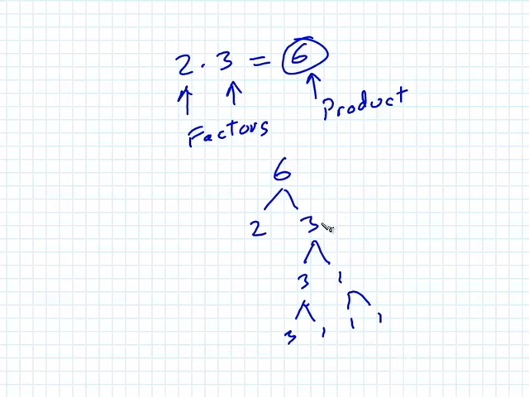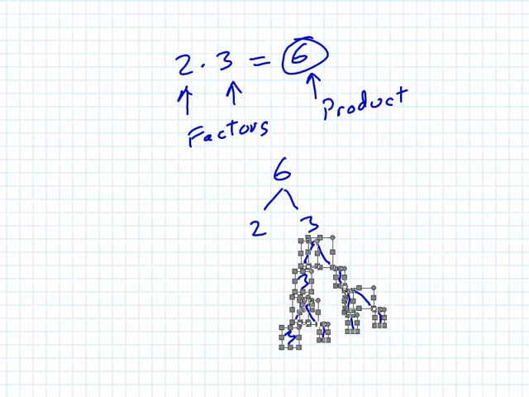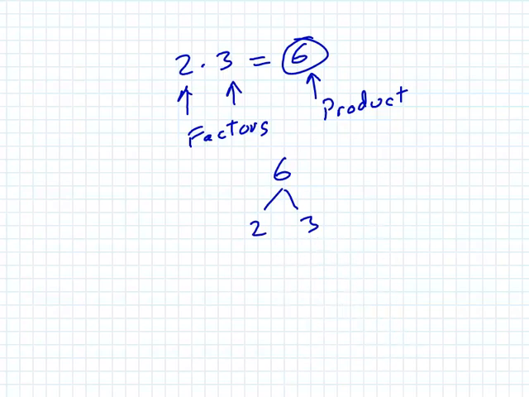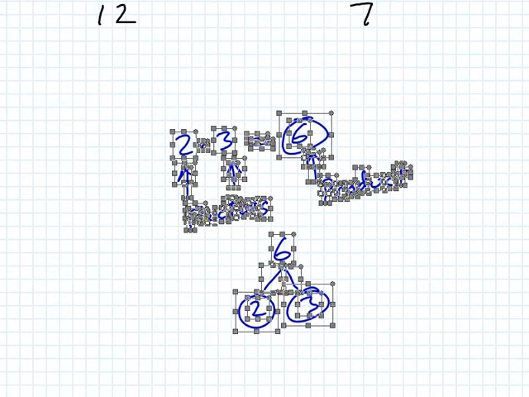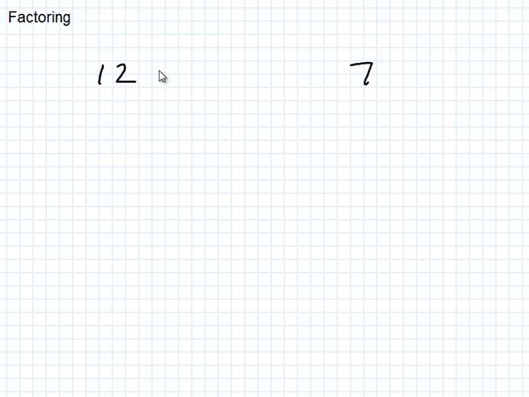Okay, so once I get down to something where nothing will break down other than itself and 1, then we're done. So this is called a prime number. So I'm going to eliminate all this, and what we have here are called the prime factors. Okay, let's go back up here and factor 12 and 7 here.